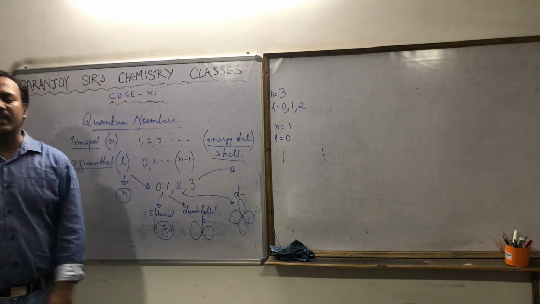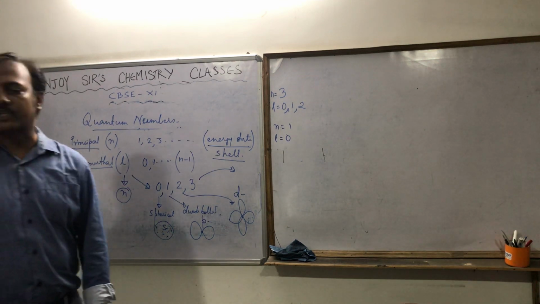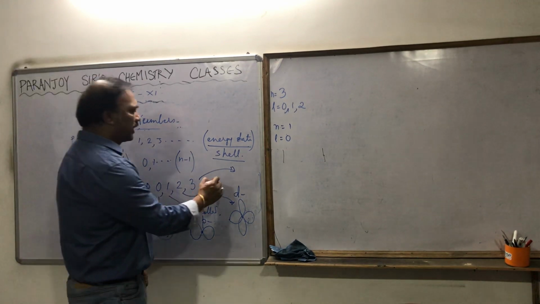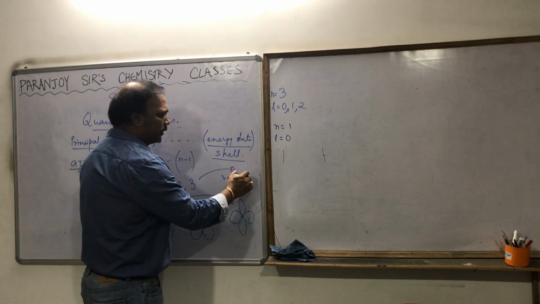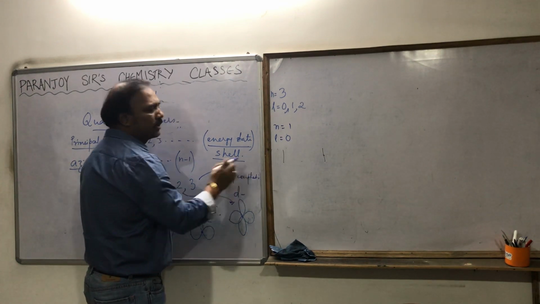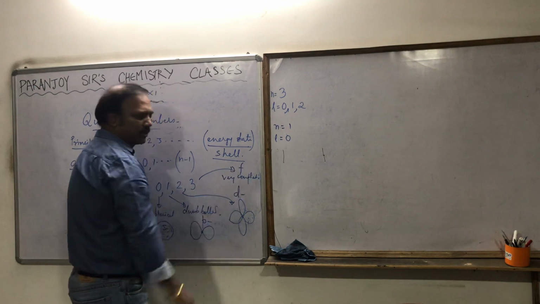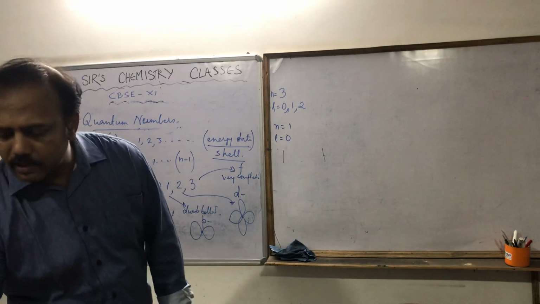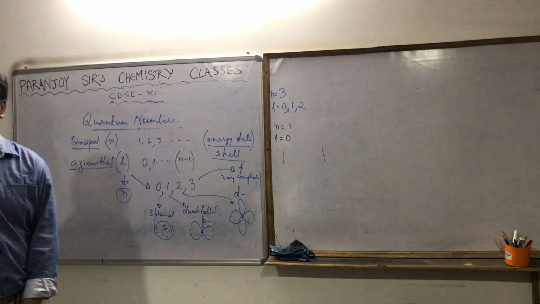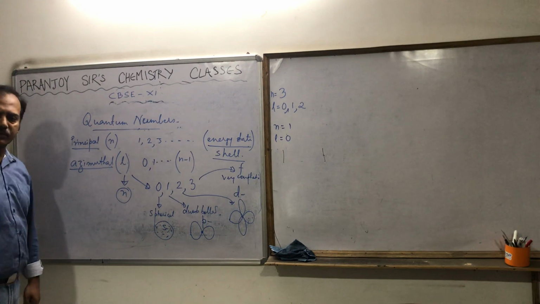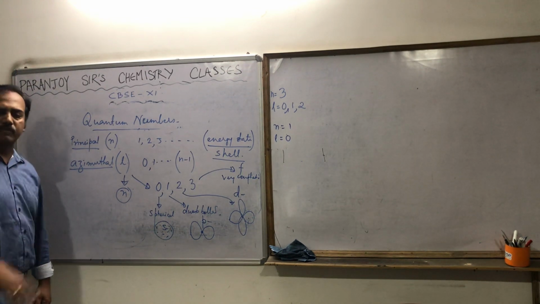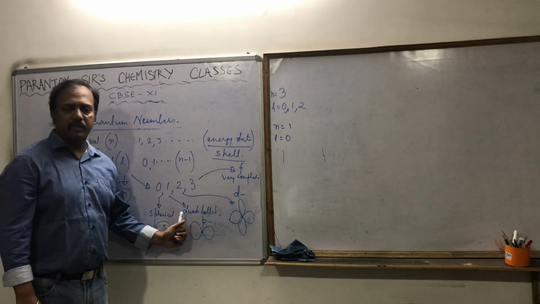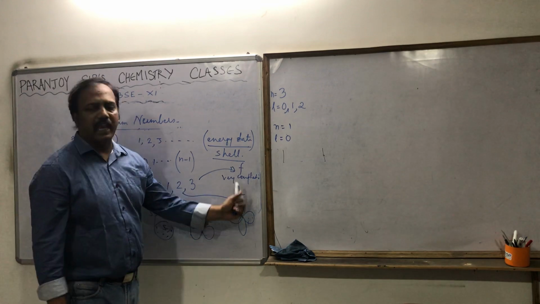If the value of L is 3, in our syllabus the shape is not there because the shape is very complicated. It is a very complicated shape, and this is called F orbitals. So how many orbitals are possible? There are 4 orbitals possible, which can explain every atom we know till date. What are these 4 orbitals? S orbital, P orbital, D orbital, and F orbital.